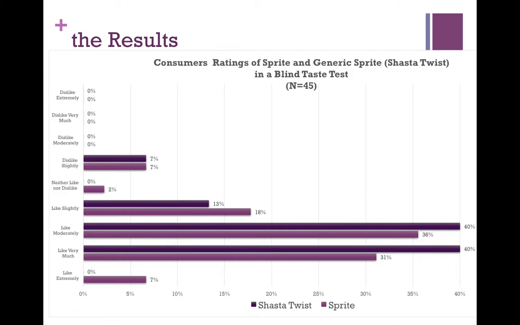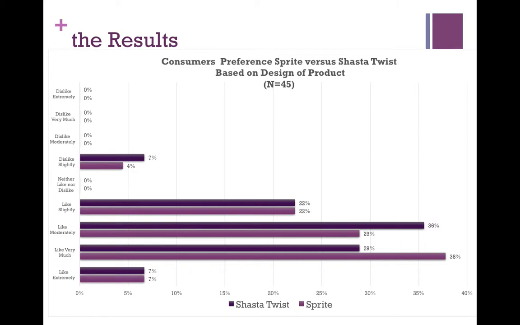Here's a histogram of the results that we gathered from our taste test experiment. These are the results from the blind taste test. As you can tell, people like Shasta Twist just as much as they like Sprite, which, for myself, was very surprising. I thought that people would like Sprite more than they like Shasta Twist. And the results from our taste test based on the design of the product, or the product label test. People like Sprite almost as much as they like Shasta Twist, or so it would appear from this histogram. Later we will go on and look at more detailed results.